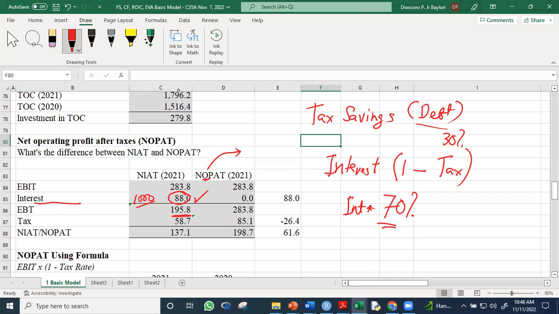But our focus now here is on NOPAT. The NOPAT is higher than the net income after tax if the company uses debt, because we do not charge interest to the company, to the management, to operations. That's why it's higher, 198.7 versus 137.1. And of course, if you're part of operations, you would want to be assessed based on this. You have a higher operating profit as compared to net income after tax. Okay, so is this clear, class? Any questions? Kindly chat, please, if clear so far.